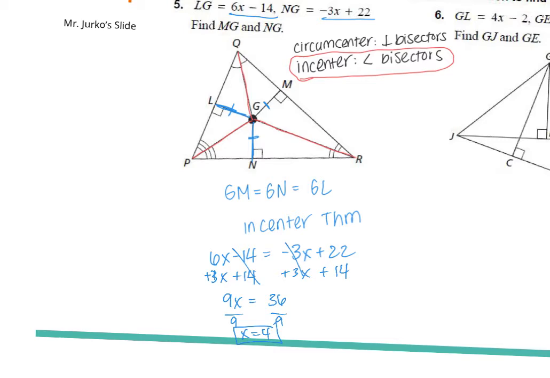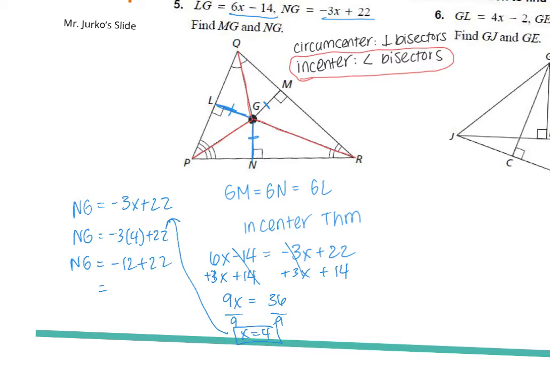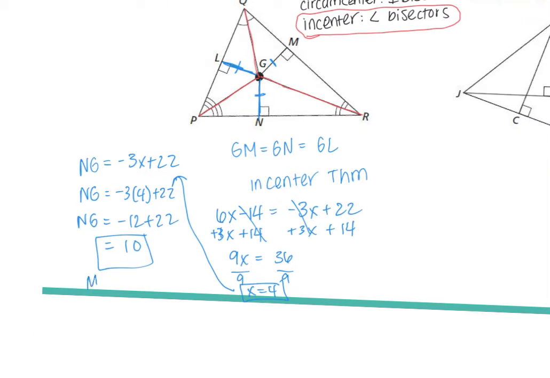Now, it wants us to find MG and NG. They're both going to be the same, so all we need to do is plug it back into either one. Let's find NG. So NG was negative 3x plus 22. We plug back in x equals 4. We're going to get NG equals negative 3 times 4 plus 22. NG equals negative 12 plus 22, which should be positive 10. And then MG must also equal NG. So we've got MG also equals 10.